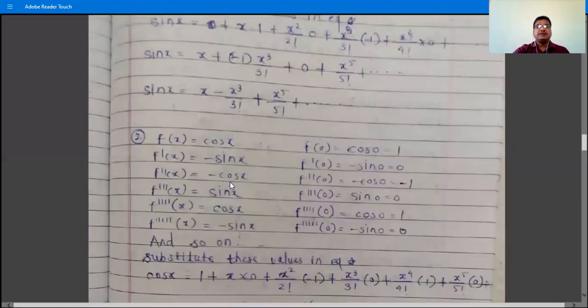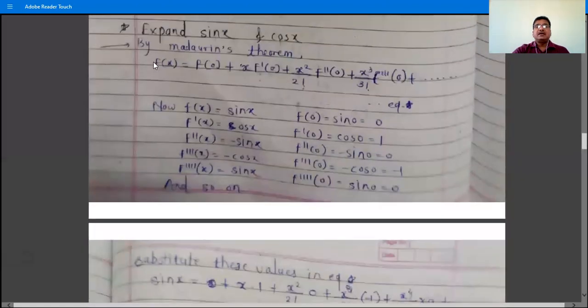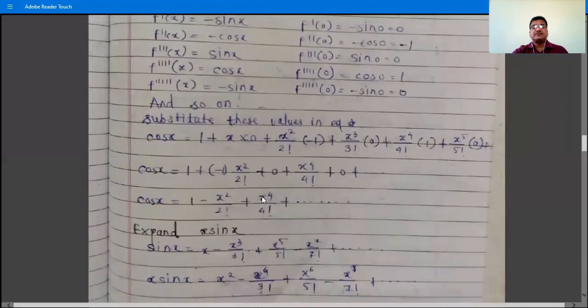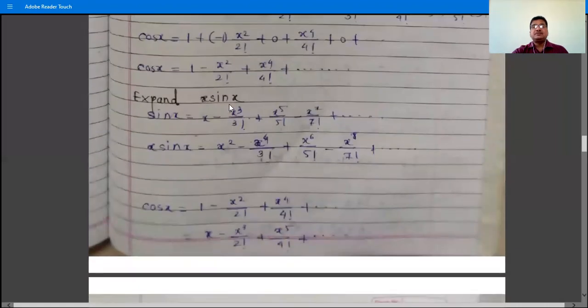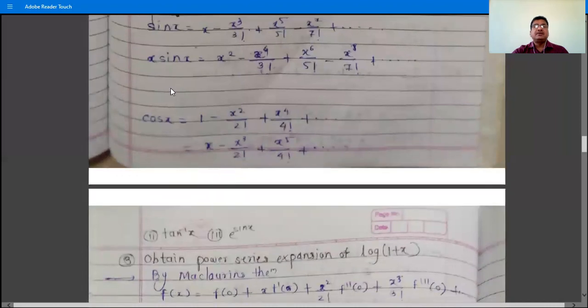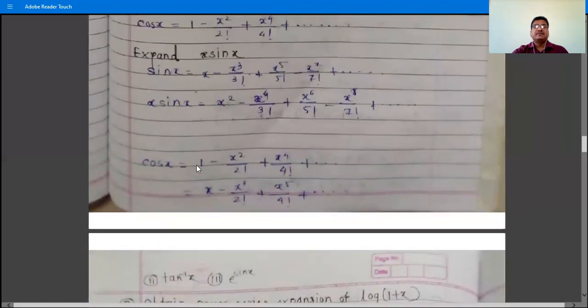Or we can find this expansion of x into sin x by a separate method, that is, apply Maclaurin's theorem. Let f x is equal to x into sin x, and then find its first order derivative, second order, third order, fourth order derivative, and the values at 0. Substitute the values, and we have this answer. So we can separately obtain the expansion of x into sin x by Maclaurin's theorem, or just write the expansion of sin x and multiply by x throughout. Similarly, we can obtain other expansions.